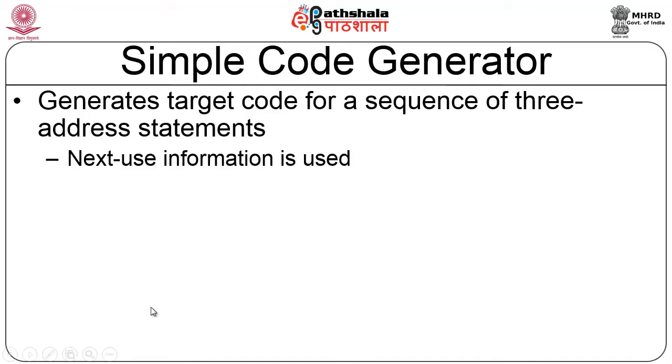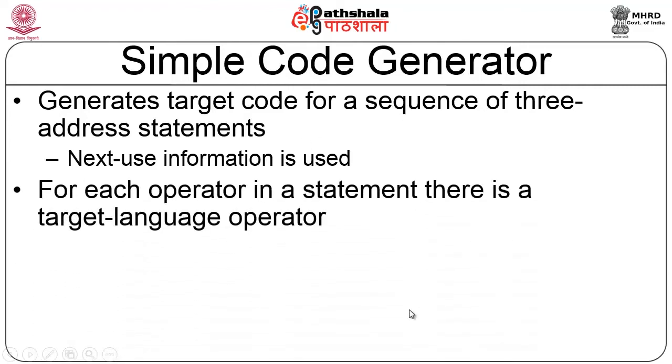We have also calculated the next use information, where we did a backward scan of all the statements and then assigned at which particular statement line number a variable is currently being used. Now based on this information, we have calculated the next use information, and that is also fed as an input to the simple code generator algorithm.